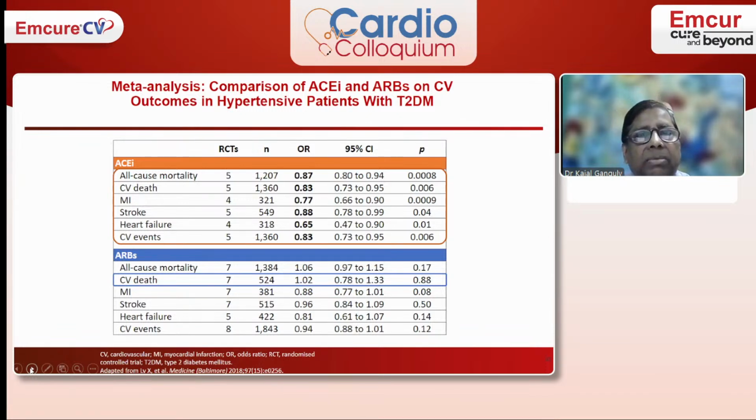So, outcome of hypertensive patients with type 2 diabetes: all-cause mortality was significantly reduced with ACE inhibitors. CV death was reduced 17%, MI 23%, stroke 12%, heart failure 35%, and CV events 17%. With ARBs, there was no significant difference in all-cause mortality, CV death, MI, stroke, heart failure, and CV events.